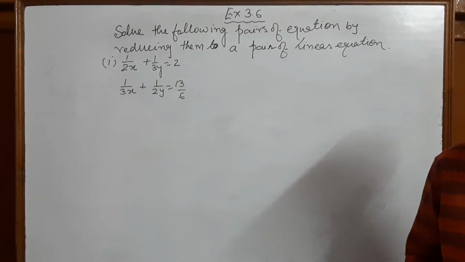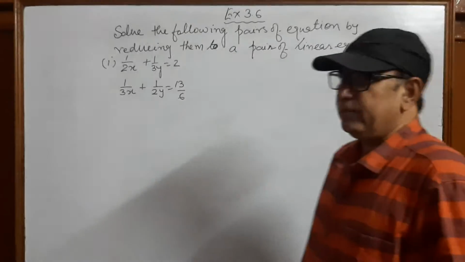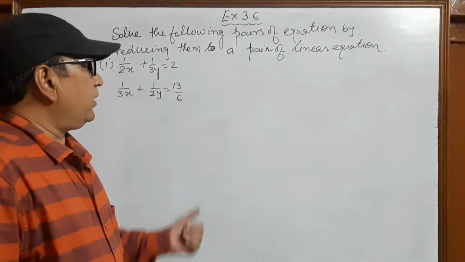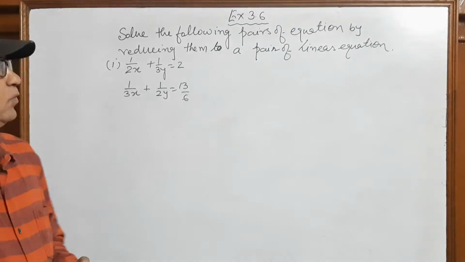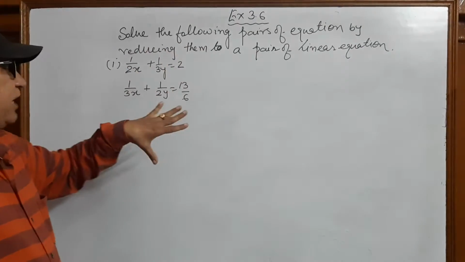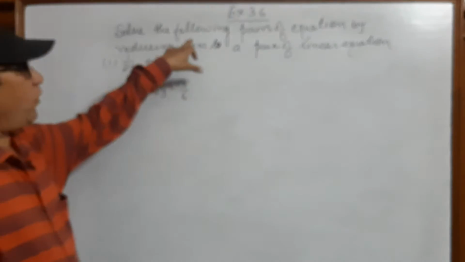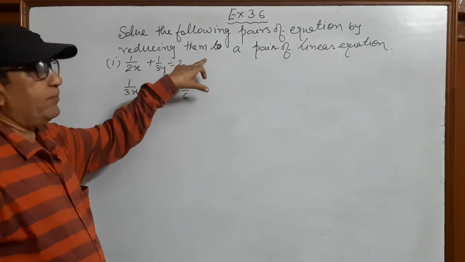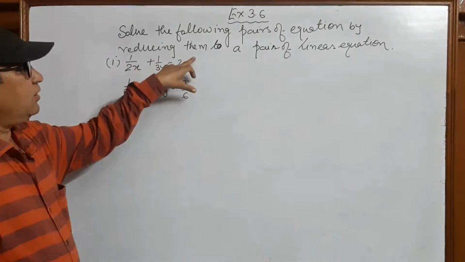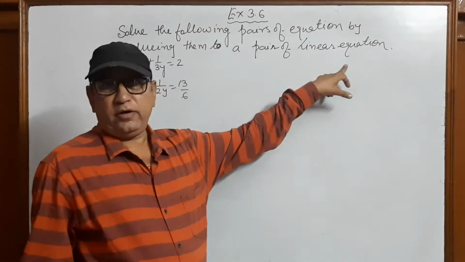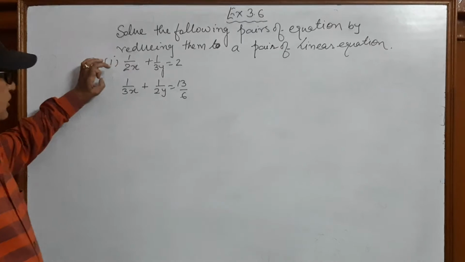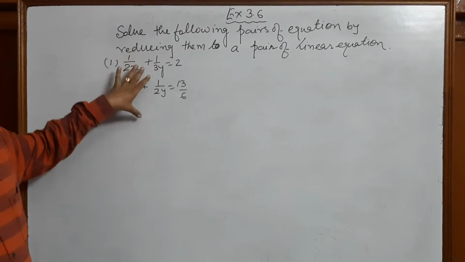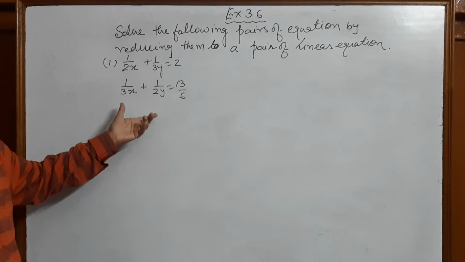So now, welcome students. Once again, we are here in pair of linear equations. Exercise 3.6. Here the type of question is: solve the following pair of equations by reducing them to a pair of linear equations. It means the given equation is not a linear equation right now. You have to reduce it to a linear equation.